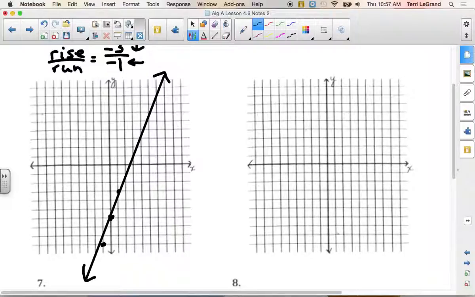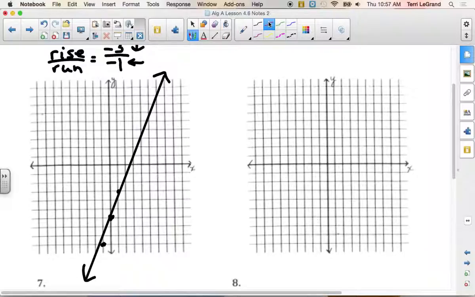3, 4 was the given point? No, it wasn't. 4, 6. 4, 6 was the given point. So I want you to go on your graph now, and I want you to plot ordered pair 4, 6 on this graph.